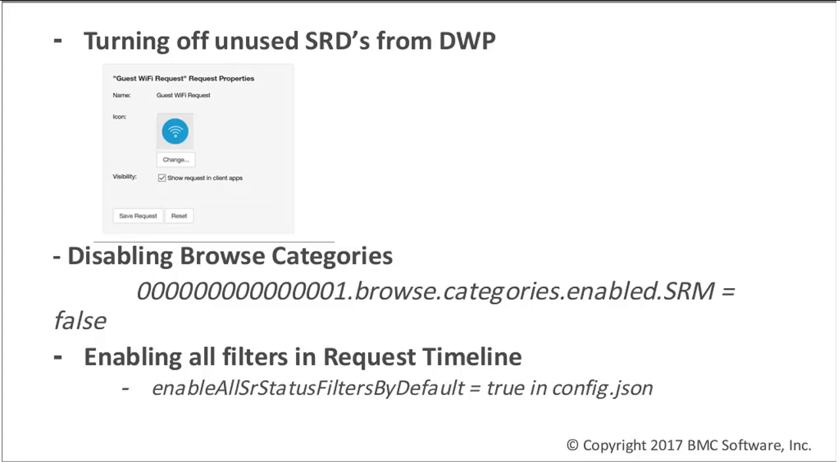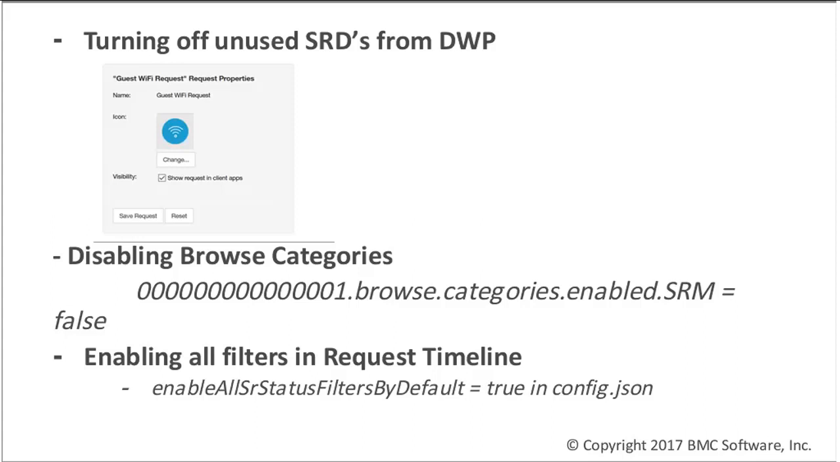So in those kinds of scenarios, we have a configuration in Digital Workplace to only show a set of SRDs in Digital Workplace. Let's say you just want to expose only 10 of them in the beginning of the rollout, then you could do so using this configuration, which sets the visibility of the SRD in the client app. The client app here is the Digital Workplace client. And the same screen also allows you to change the icon for the SRD.